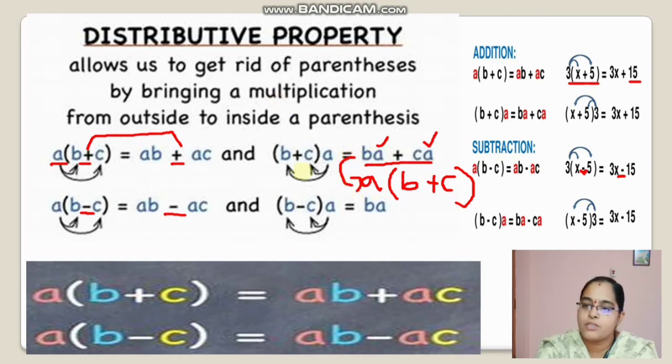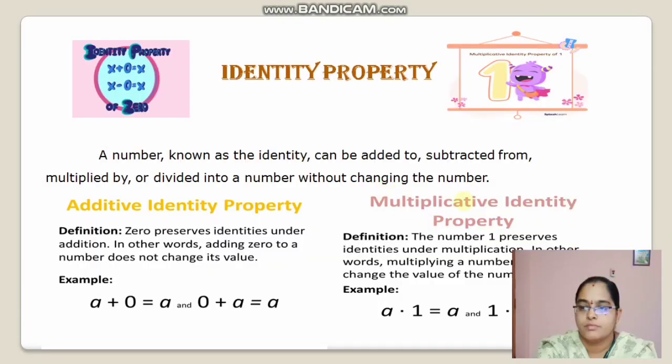So this property holds vice versa. That means A into B plus C is equal to AB plus AC, and in the reverse also, AB plus AC is equal to A into B plus C. So this property we are calling distributive. Now see the next property, that is the identity property.